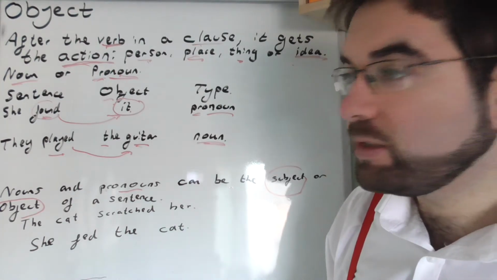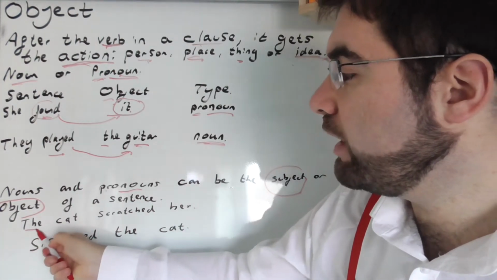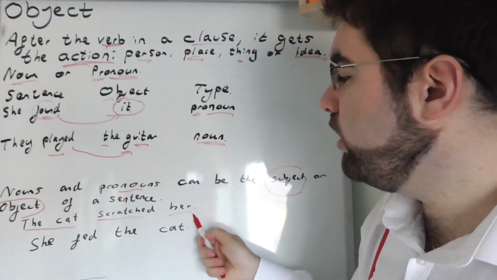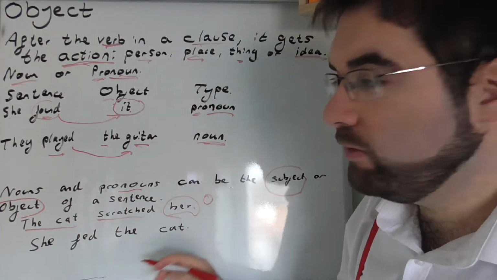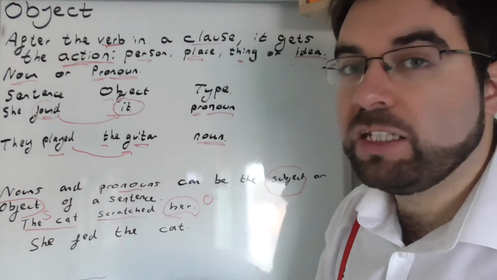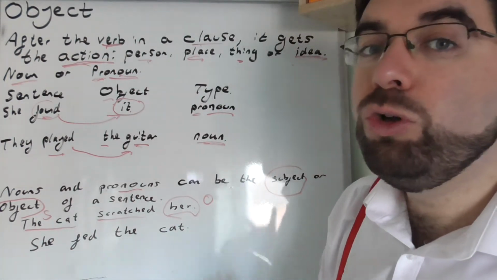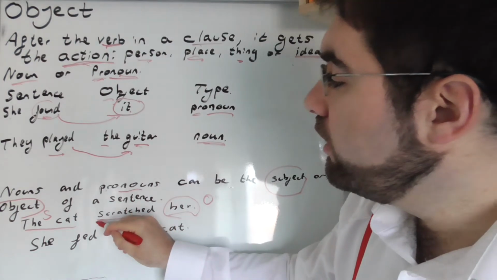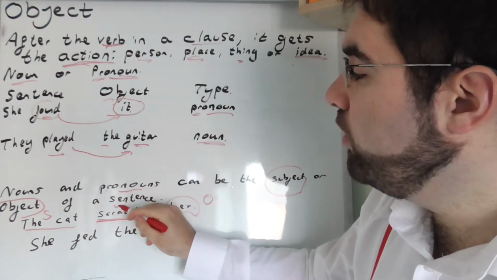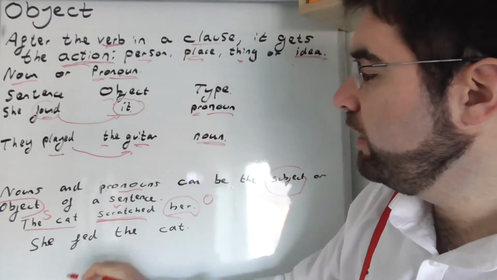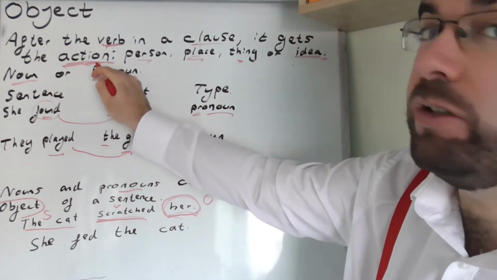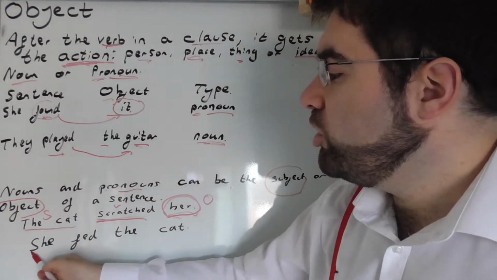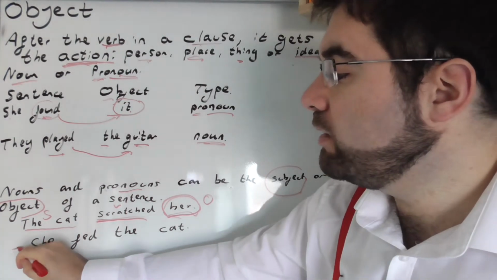So for example, let's take these two sentences. The cat scratched her. Her is the object. The cat is the subject. It does the action; it's who the sentence is about. Scratched is the verb, what happened. And the object, her, receives the action. She, in this case, is the subject.